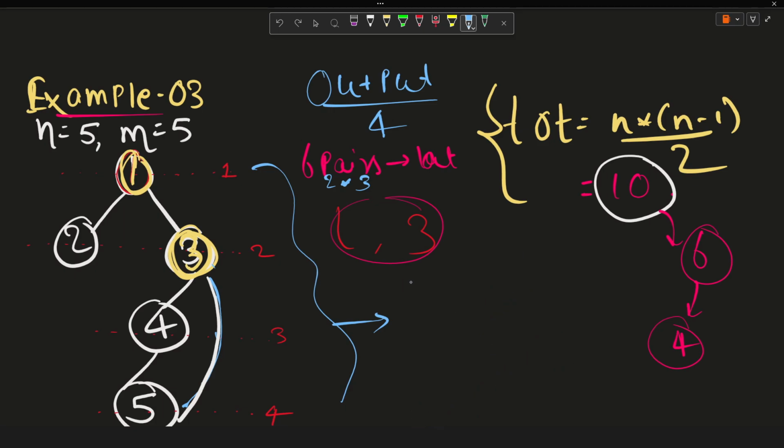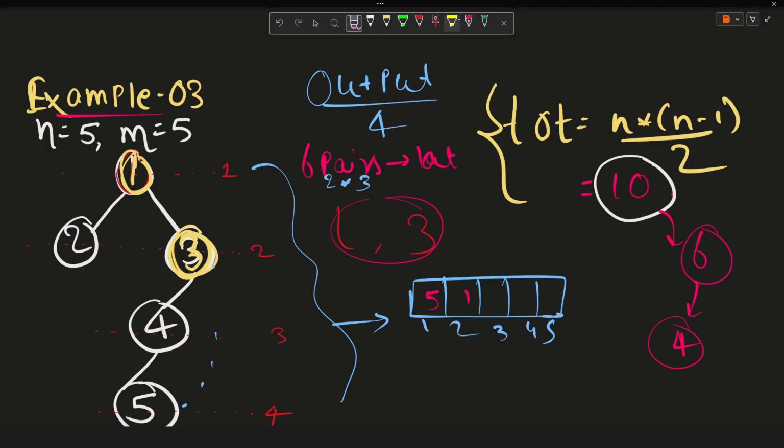So the subtree size will look like this: for 1 it would be 5 only, for 2 it will be itself, and yeah, I'm not considering this, so you can forget this as of now, and for 3 it would be 3 only, and for 4 it would be 2, and for 5 it would be itself, that is a leaf node. So this is the subtree size array that we will get.